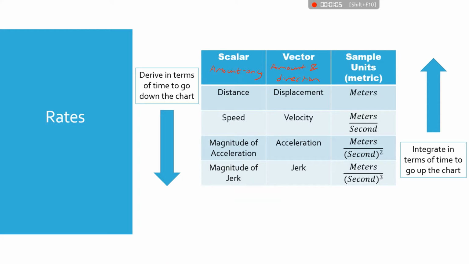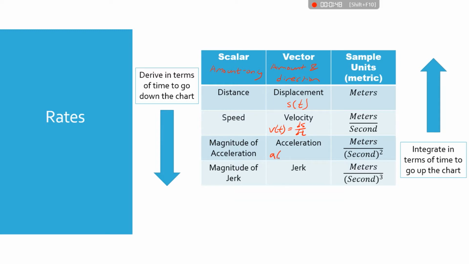If I wanted to go down this chart, so if I had an equation for displacement, and you wanted to go down to velocity, I would derive. So derive your displacement in terms of time to get velocity. Your displacement's usually written s in terms of t, or x in terms of t, one or the other. Velocity then would be ds over dt, which is equal to v of t. So your velocity at any time is equal to your change in s over change in time.